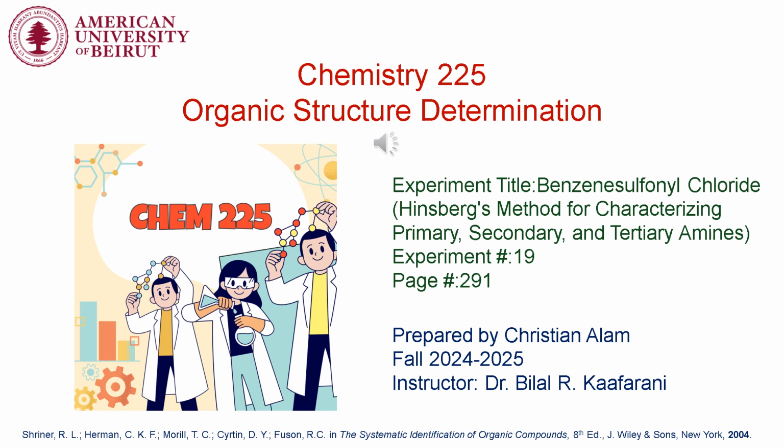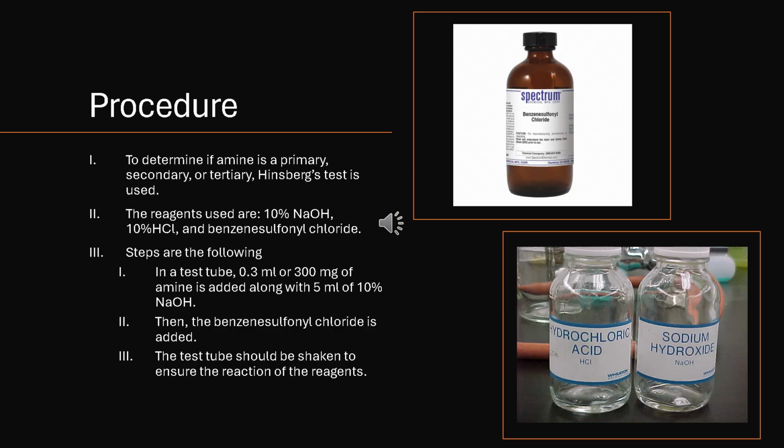Hello, so in this video I'm going to explain experiment 19 from the Systematic Identification of Organic Compounds book. The experiment is entitled Benzene Sulfonyl Chloride Hinsberg's Method for Characterizing Primary, Secondary, and Tertiary Amines. So Hinsberg's method is used to determine whether our unknown amine is a primary, secondary, or tertiary.